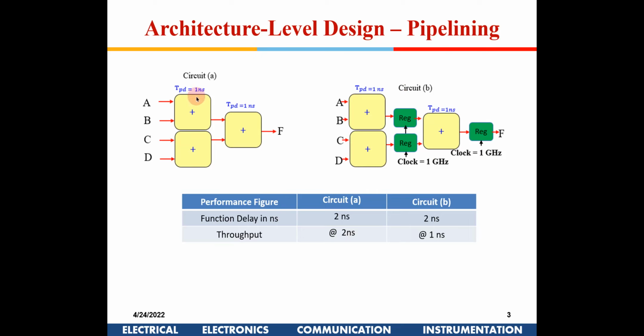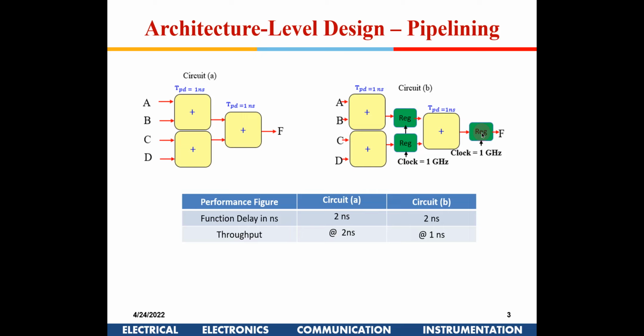Okay, now if you see here, this is one particular architecture where I am doing A plus B, C plus D together. A plus B plus C plus D is what is required here. So I have adder modules, and the delay out here is 1 nanosecond. Once I put an input out here, the output will be available after 2 nanoseconds. So the throughput is 2 nanosecond, right?